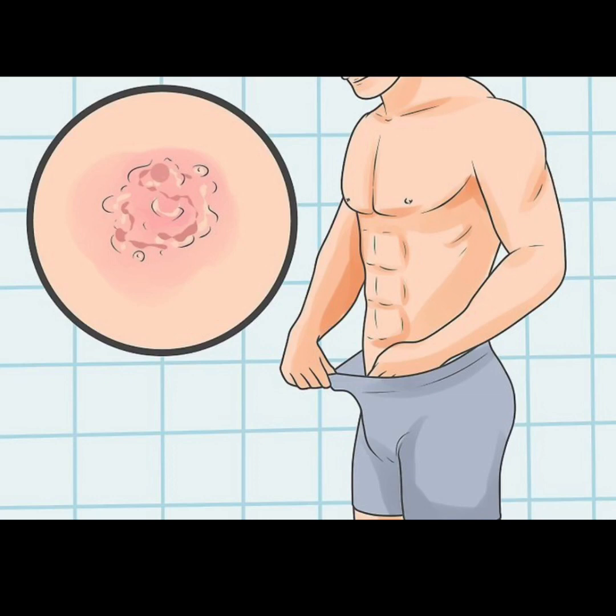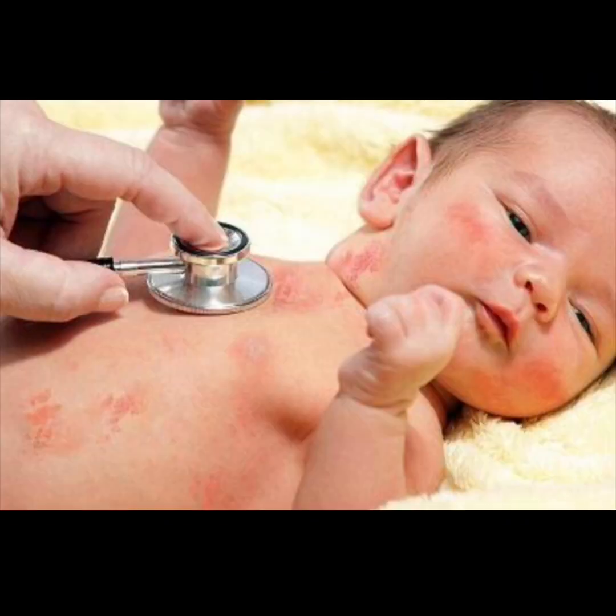HSV2 usually establishes latency in the lumbosacral ganglia, thus it is the most common cause of genital infections. But don't forget, HSV2 can cause oral infections. HSV2 is usually spread by sexual contact during viral shedding. The use of condoms and the disclosure of HSV infection status among partners can reduce the risk of HSV2 transmission. HSV2 can also spread by vertical transmission from a mother to her baby.